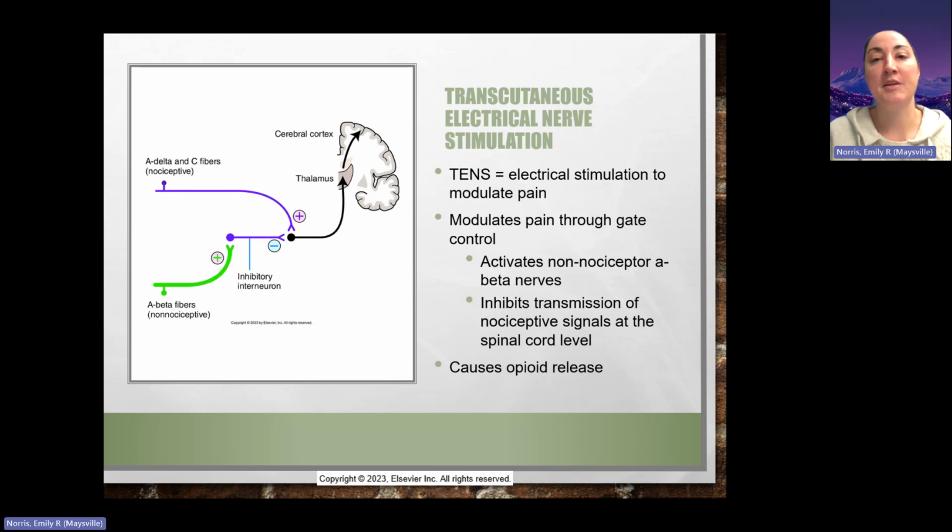So it's called pain gating because it's like it opens the door for the non-painful stimulus and closes the gate, or the door, to the painful stimulus at the level of the spinal cord. It does not allow it to travel up to the brain and be made aware and felt by the patient.